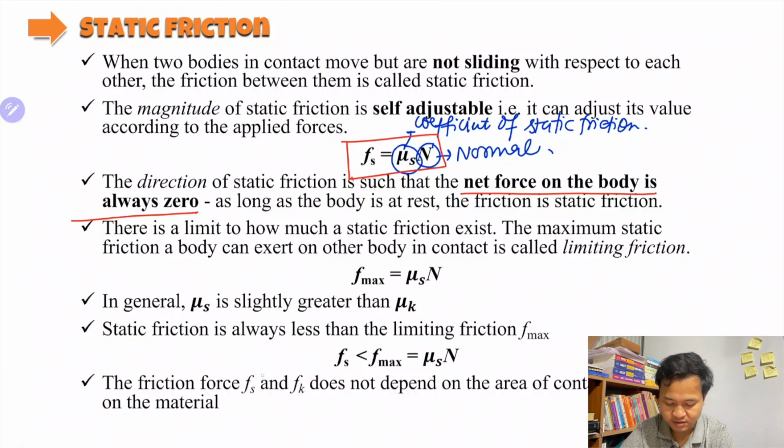Friction, both static and kinetic, does not depend on the area of contact, but it depends on the material. For example, rubbing plastic compared to rubbing metal, it will be more difficult to rub the metal. The plastic may be smoother, right? So it depends on the material.